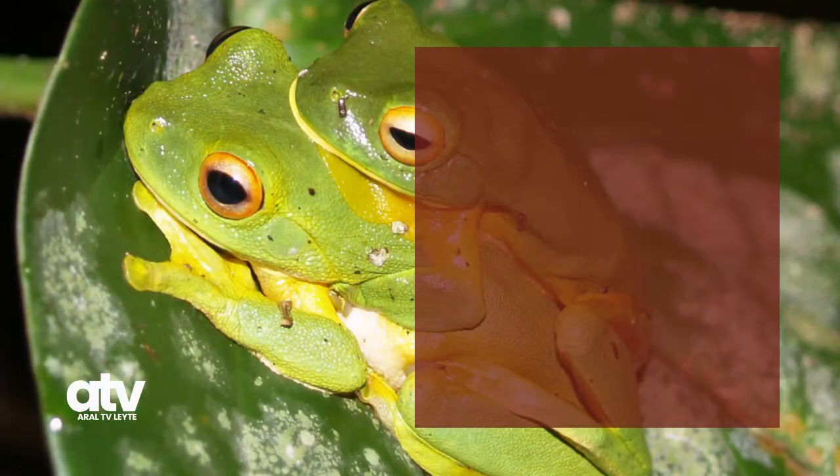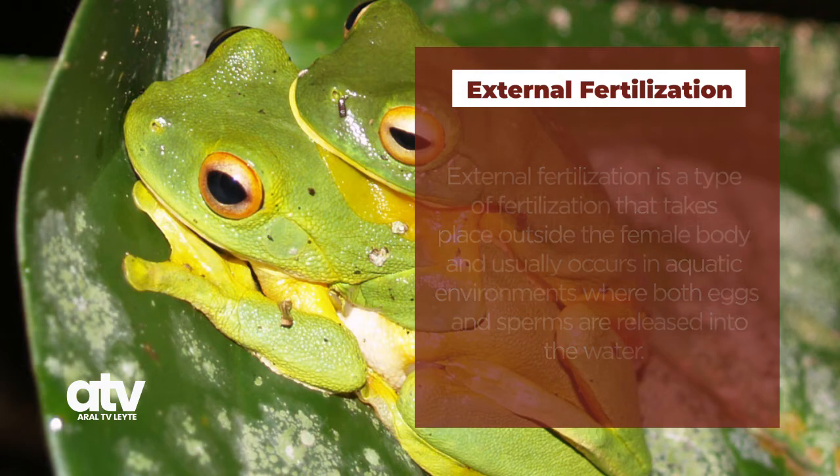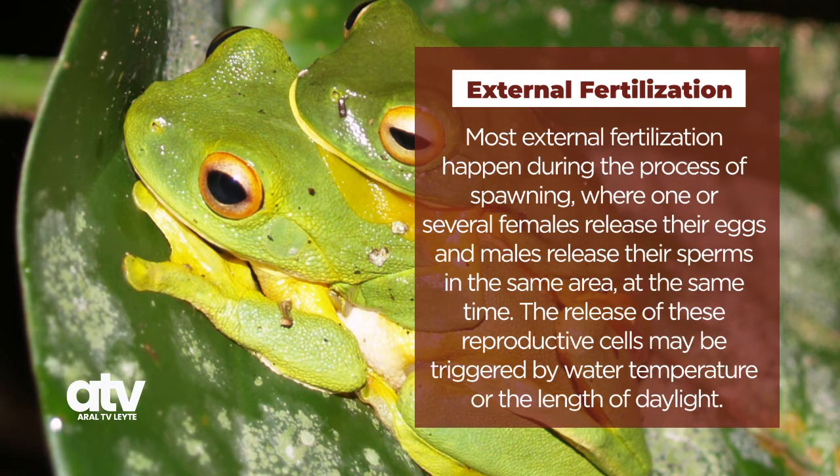Next, what is external fertilization? External fertilization is a type of fertilization that takes place outside the female body and usually occurs in aquatic environments where both eggs and sperms are released into the water. Most external fertilization happens during the process of spawning, where one or several females release their eggs and males release their sperms in the same area at the same time. The release of these reproductive cells may be triggered by water temperature or the length of daylight.